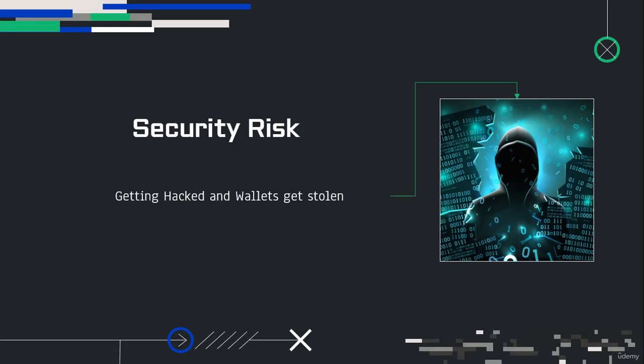Cryptocurrency transactions are also not completely secure. While transactions themselves are anonymous, there are instances of dark web marketplaces being hacked and users' cryptocurrency wallets being stolen.